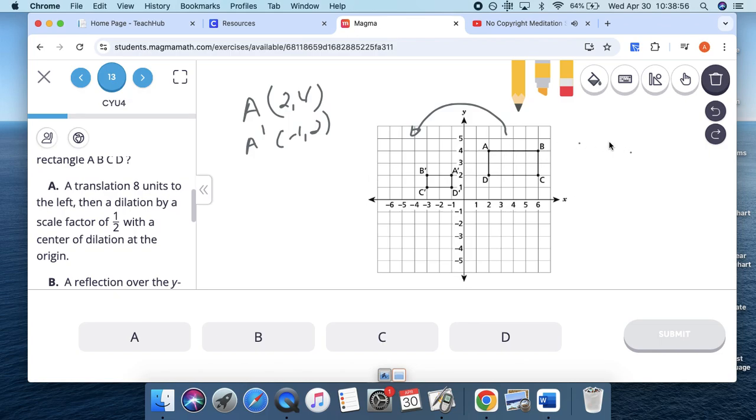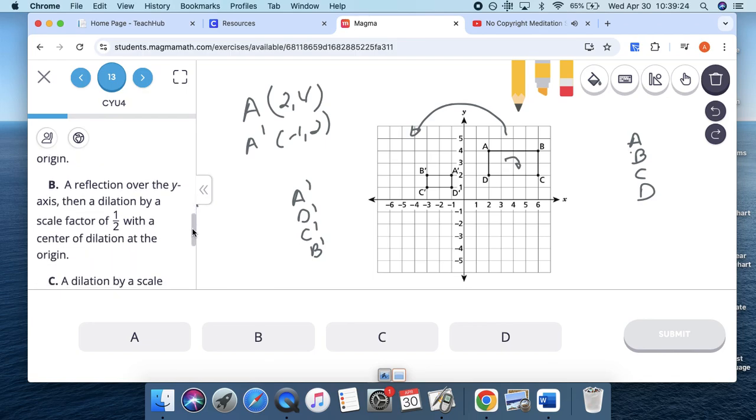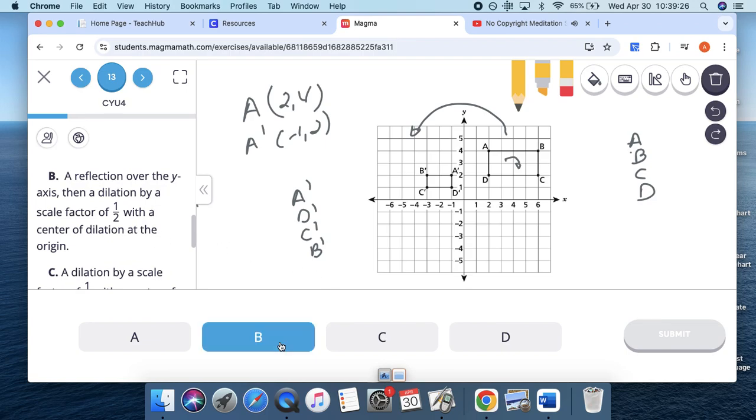And then look at the order. Again, let's go clockwise. Let's go this direction. So A and then B is sitting next to A, and then follows C, and then follows D. If you look at the other rectangle, it's A prime, D prime, C prime, B prime. So the order changed. So definitely a reflection and a dilation. So a dilation of half, and then a reflection obviously over the y-axis. So no translation, reflection over the y-axis and dilation of a half. B looks just right.